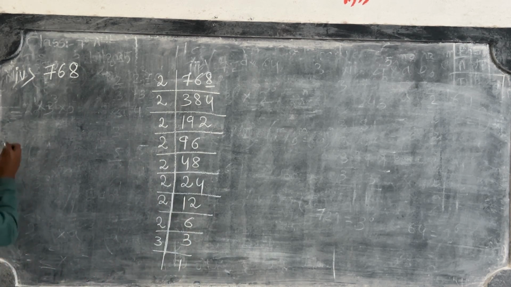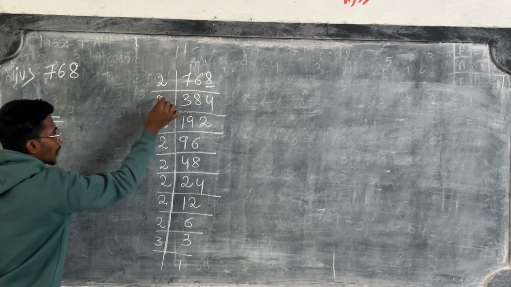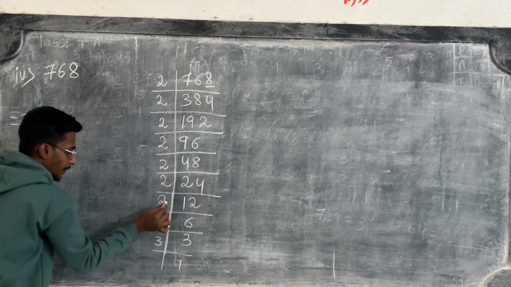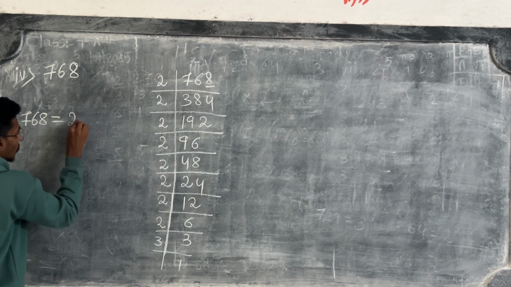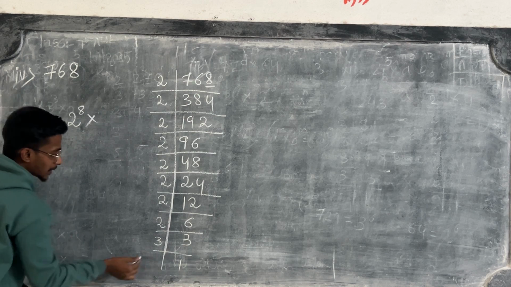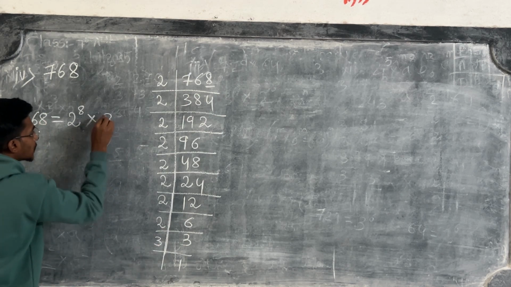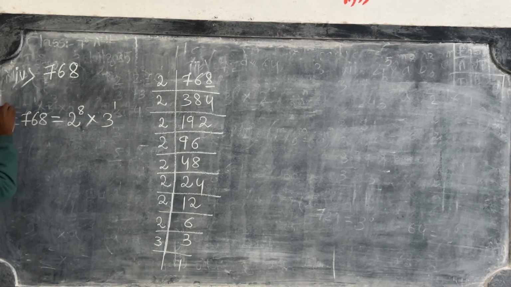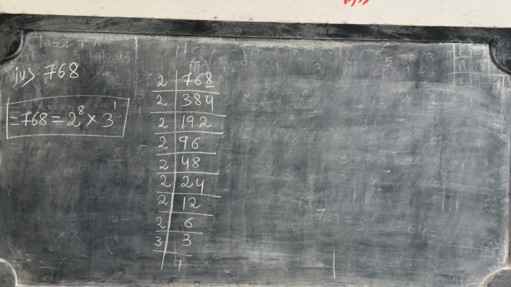What is the factor of 768? 768 is equal to, how many times this 2 is here? 1 2 3 4 5 6 7 8. That is 2 to the power 8 into, how many times this 3 is here? Only one time, that is 3 to the power 1. This is our required answer in the exponential form. So write down.